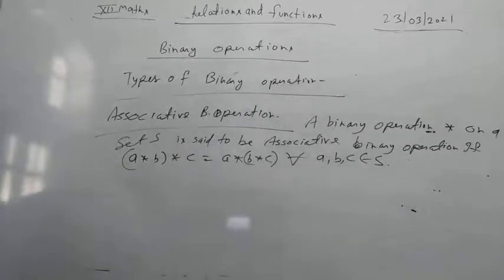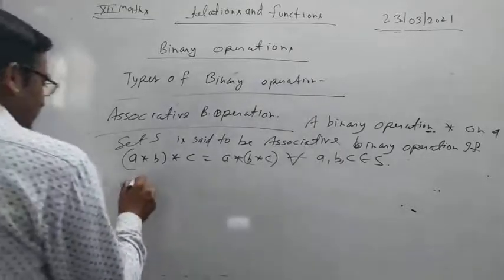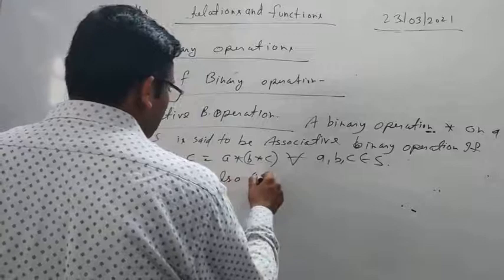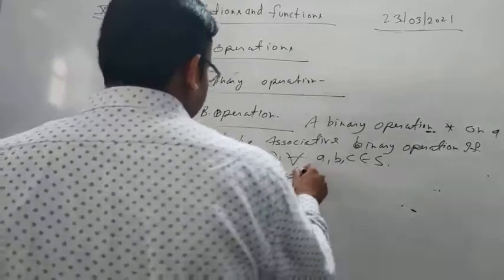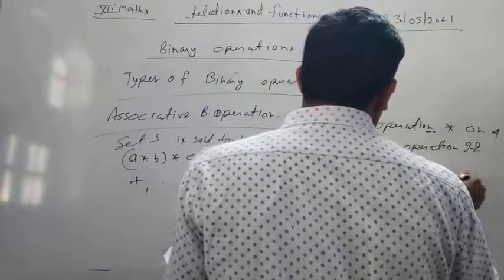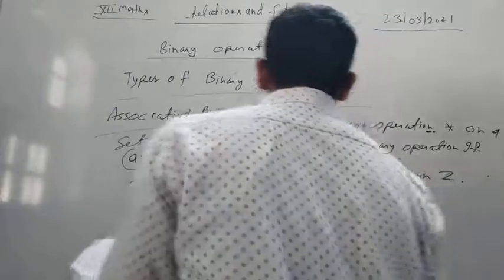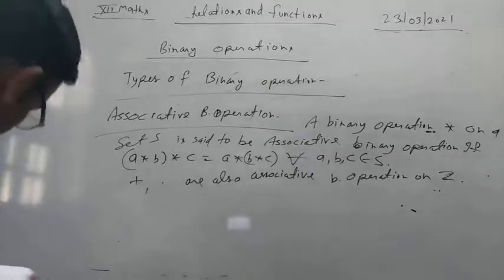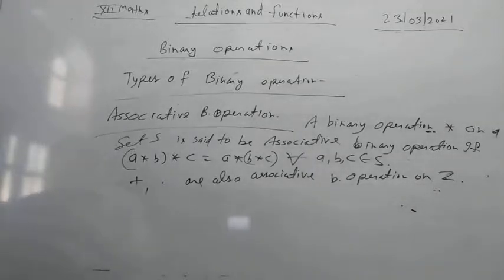Okay, students. So, students, plus and multiplication are also associative binary operations on Z, but subtraction is not an associative binary operation, and it is also not a commutative binary operation. Okay, students. So this is an associative binary operation.